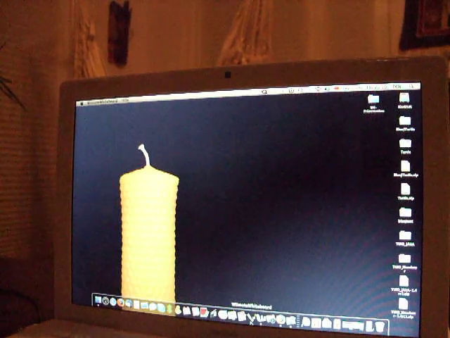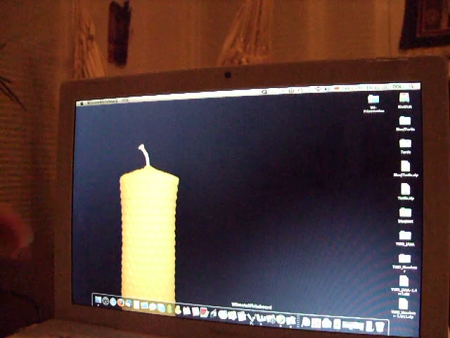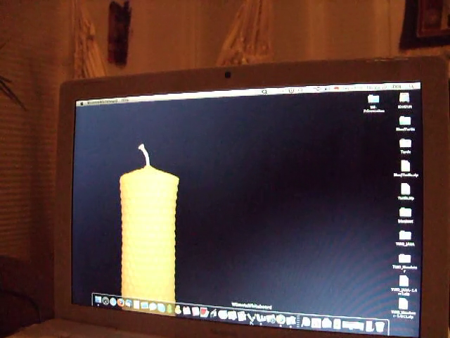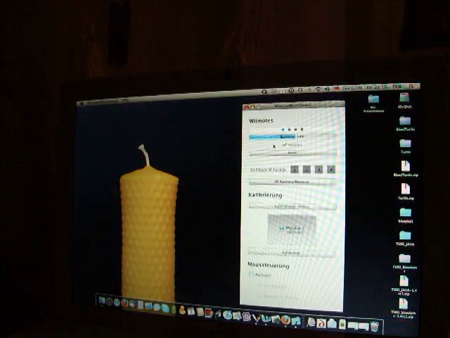Hello, my name is Tim Lewiesen, and today I want to show you how to light this candle on the screen with a normal lighter. For this I use my Wii Remote and the Wii Remote whiteboard. This is a software to use the Wii Remote as a whiteboard with a computer.